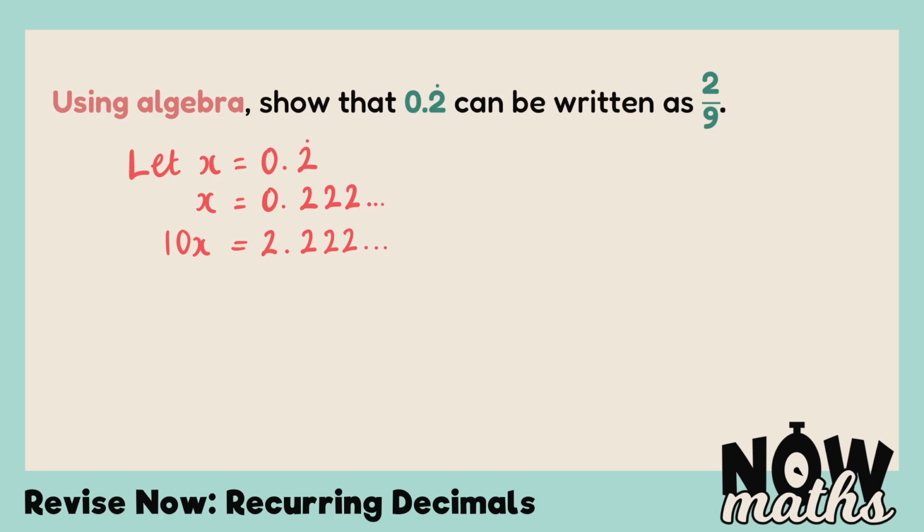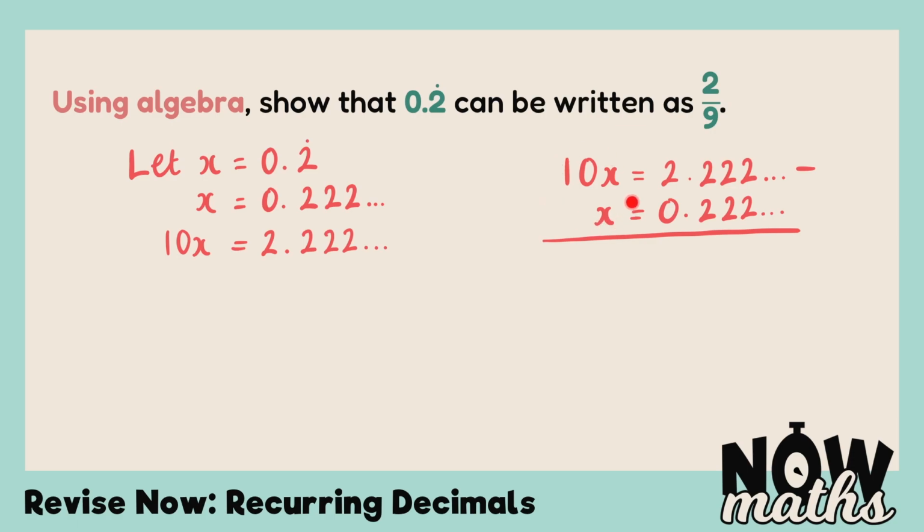Now if we subtract these two decimals from each other, the recurring part will cancel, so we'll be left with an integer or a whole number. So we're going to do exactly that. I'm going to set this up as a subtraction. So we're going to do 10x first because that's the larger, which we said was 2.2 recurring. Subtract x, which we said was 0.2 recurring. And then 10x subtract x is 9x.